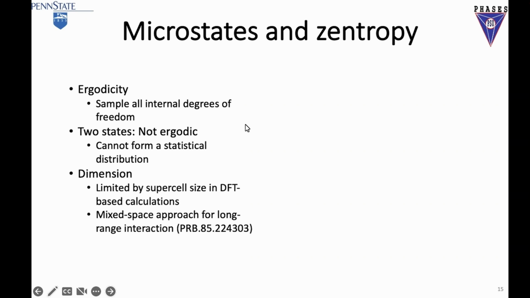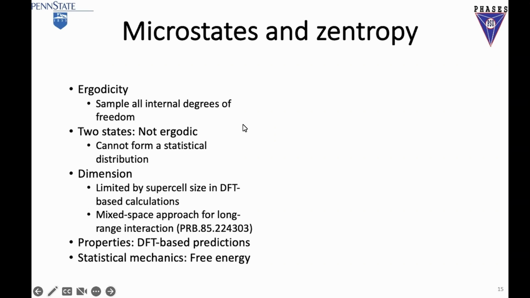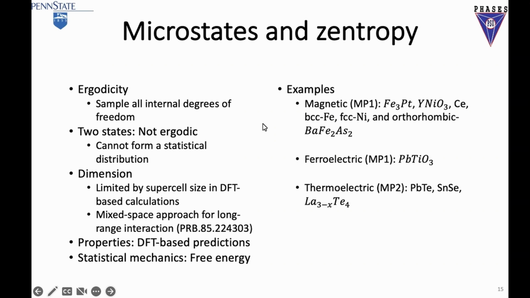And dimension too, how big the microstates should be? That's actually a very difficult question, because we are based on DFT, so we're limited by the supercell, by the computing power we have. But if you do have long-range interaction, you can solve it by what's called a mixed space approach, which we developed a few years ago. All right, so now you calculate all the properties for each microstate by DFT, which we know how to do. And then put them back into the statistical mechanics, but use the free energy. So that's basically the approach we have been doing. We have a couple of examples. Of course, I'm not going to go through all of them, but I'm going to show the microstates which you use. If you get the microstates, the calculation itself becomes very trivial after that.